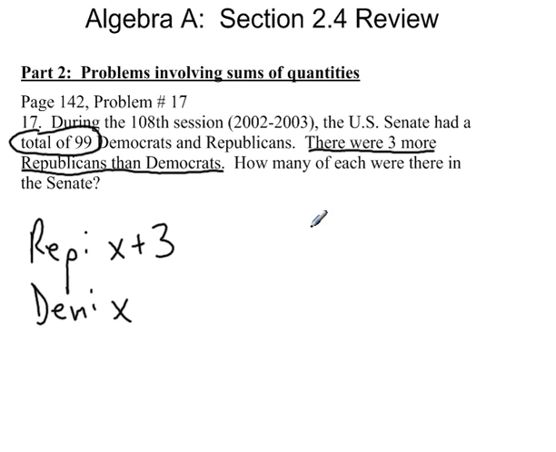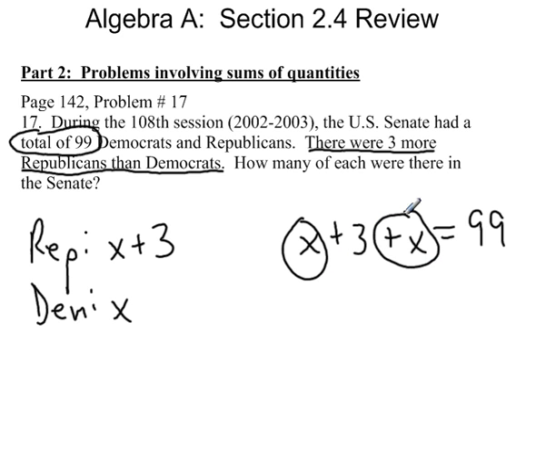For a total, I'm going to add the number of Democrats and Republicans I had. So Republicans was x plus 3. I'm going to add x, the number of Democrats, and combined there's 99 of them. Once you've done that step, combine like terms. I'm going to add x plus x to give me 2x. Subtract 3 from both sides, and you get 2x equals 96.